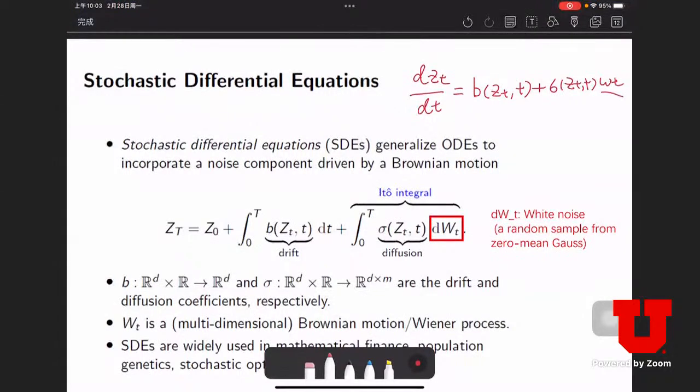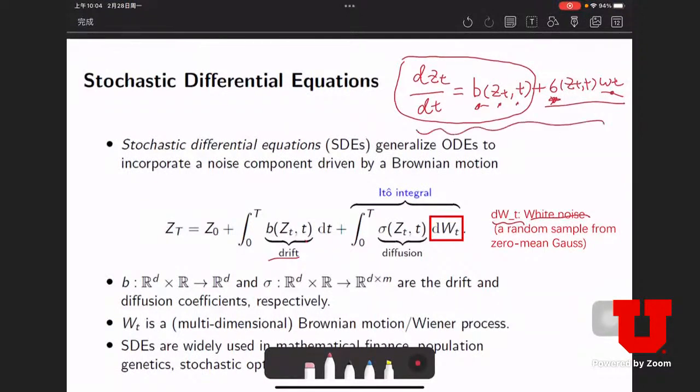The w here is the white noise, and the big W_t is the Brownian motion. So what is white noise? You can consider that at each time point, we take a random sample from a zero-mean Gaussian. Remember, at each time step we have these random samples, and when we make the time steps continuous, the result is called Brownian motion. The b here is called the drift term. It's a function of the hidden state and also of t itself. If we only focus on this part, it's just the ODE, and when we add the other part, it becomes an SDE. The sigma here you can consider as the function or coefficient of the random term.